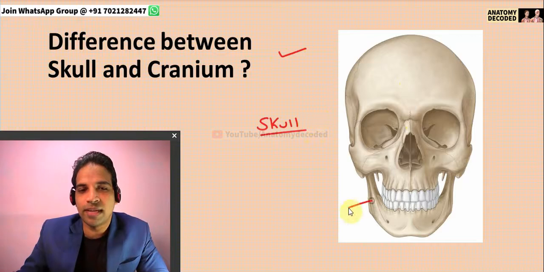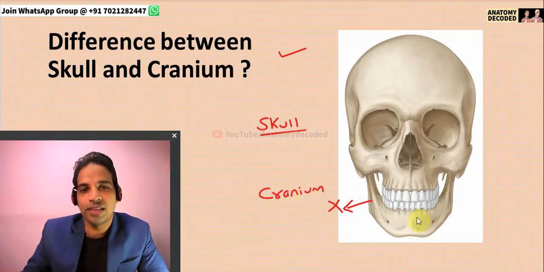If we remove the mandible, whatever part of the skull is left, that is referred to as cranium. So basically cranium is skull without mandible. With mandible, this entire thing is considered as skull.